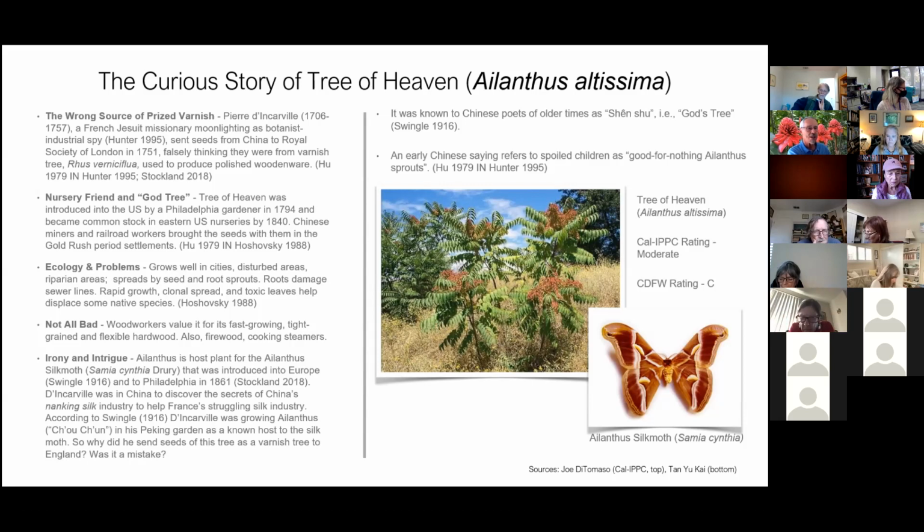It grows clonally, and it's considered a moderate problem for native plants. And curiously, it does also support the silkworm. So why he brought this in and gave it to the English, not the French, as a varnish tree and not a silk tree makes me wonder if it was intentional, because it's actually good for silk growing. So something intriguing there.